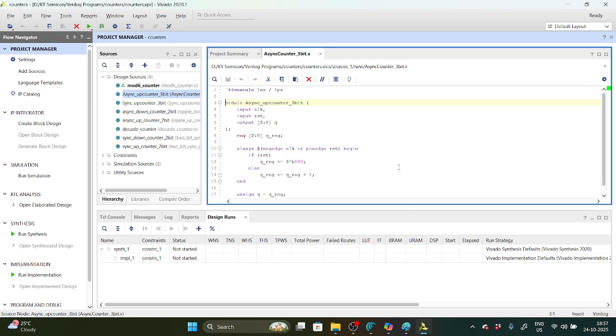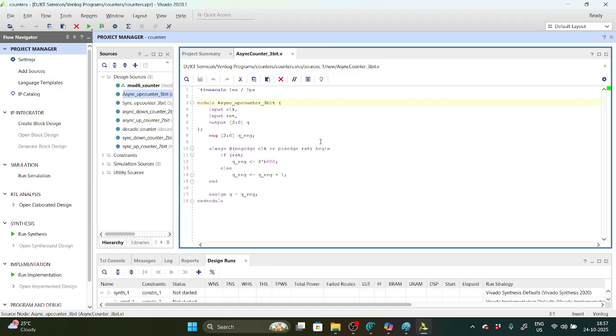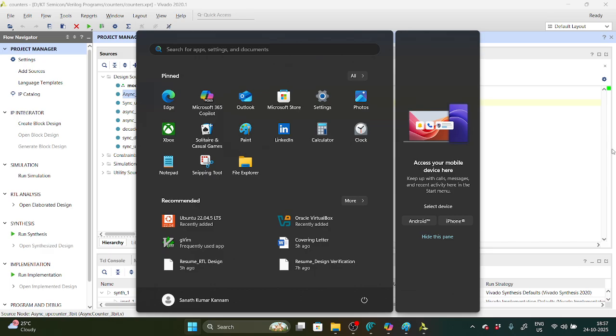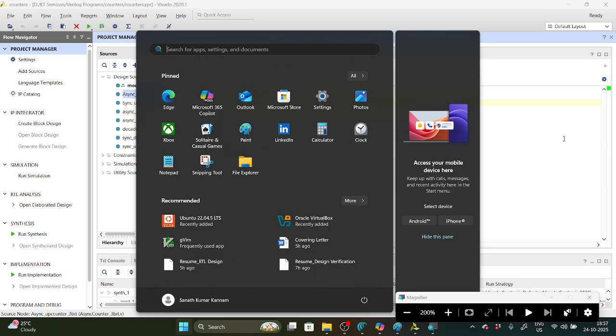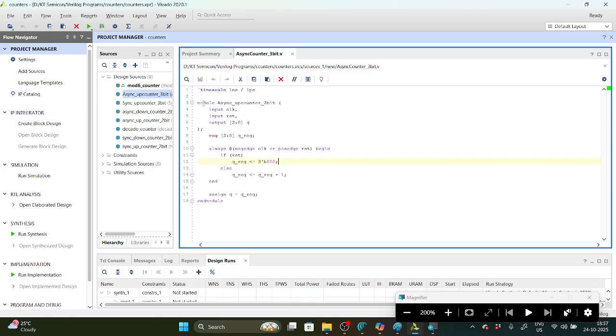Here I need to initialize the module. It will start with module, and then the identifier, asynchronous up counter 3-bit. And how many inputs will be there? Input clock, input reset. This is the edge of reset.